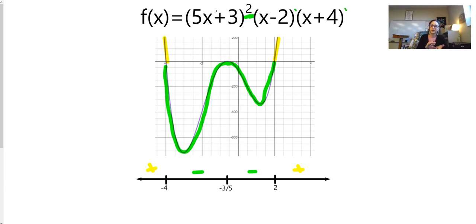So I can't switch signs unless I start multiplying by a negative, and that's where these pieces with odd multiplicities are really going to come into play, because they have the ability to switch signs when you have a power of 1, 3, 5, 7, etc. Here we do not have the ability to switch signs. This piece is always going to be positive.